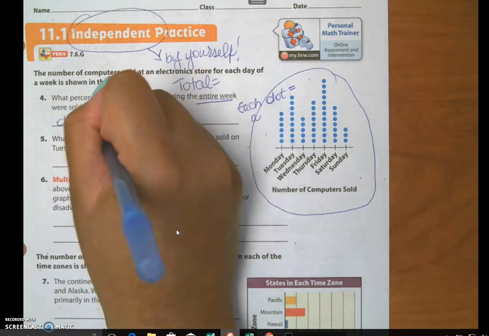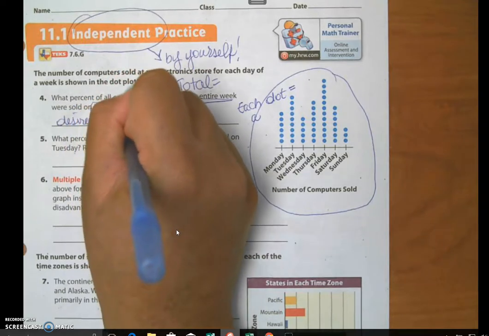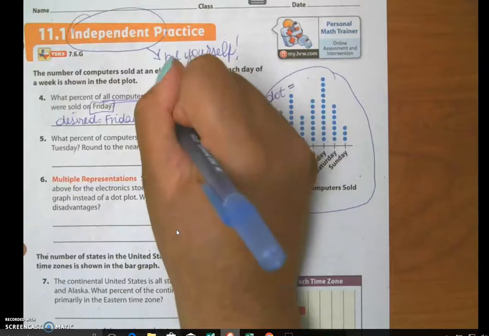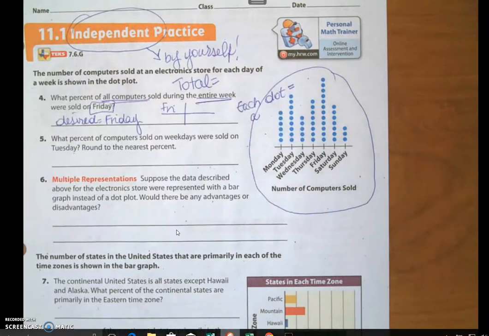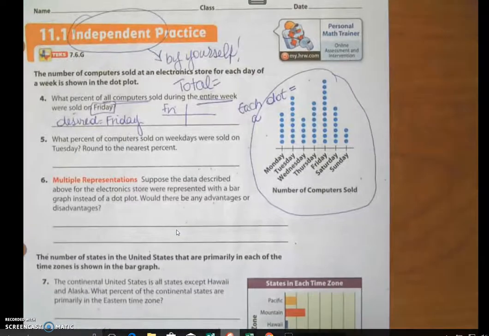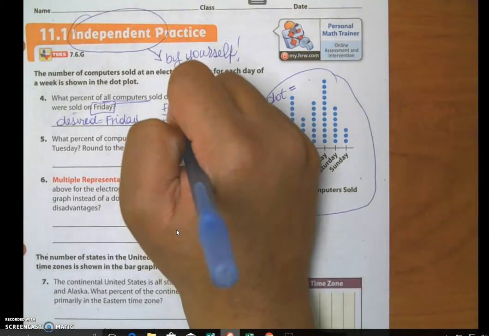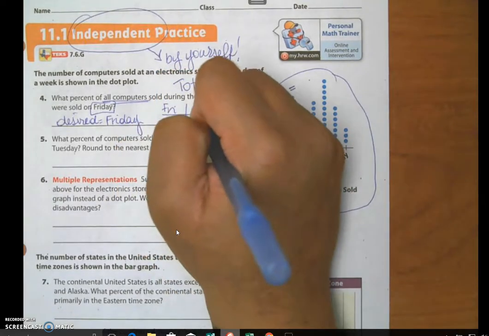In your proportion, you're putting the number of computers on Friday, the total number of computers, and X and 100.